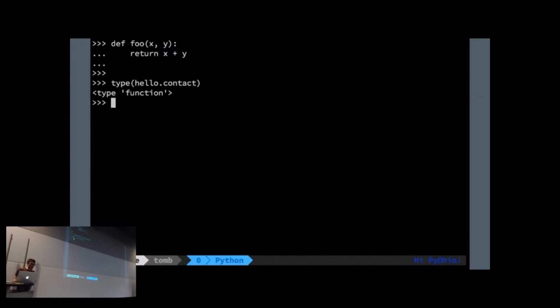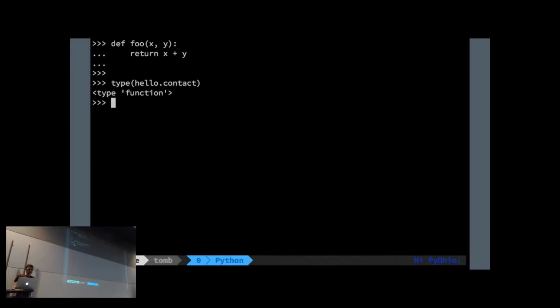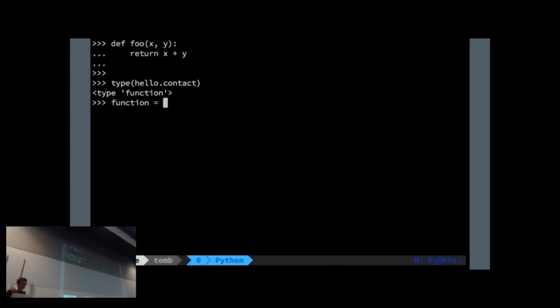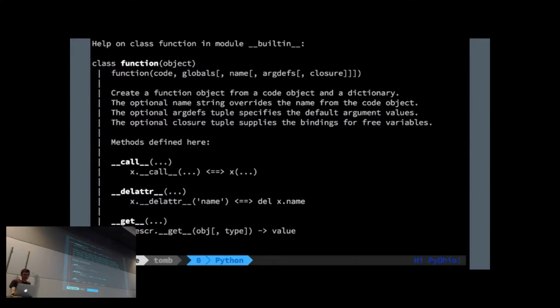Functions in Python are objects, so we can get the types of them. And since we have the type of a function here, maybe I'm curious about that thing. I can save that to a variable. Underscore in Python means the last evaluated expression at the interactive interpreter. I can call help on that function object. So I just grabbed the class of the function I'm reading about. Like, oh, how does this thing work?